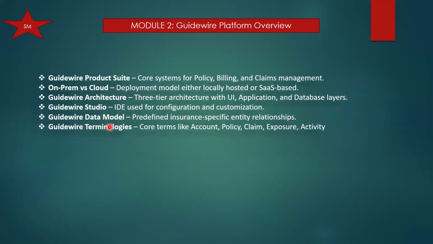Now, Guidewire data model: predefined insurance-specific entities and entity relationships. So the Guidewire data model has predefined insurance-specific entity relationships, because whatever entity relationships are defined here are all insurance-specific data models. So that is the main focus here in Guidewire. Guidewire terminology. What are the terminologies used in Guidewire? You should remember the core terminologies like account, policy, claim, exposure, activity, etc. So remember this, Guidewire platform overview. Let's move to the next.